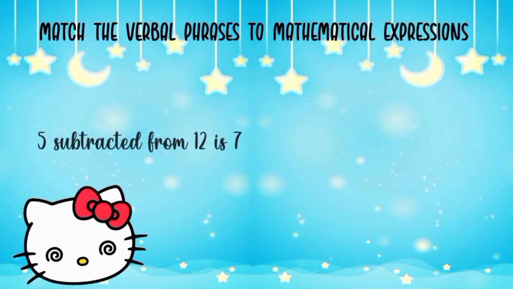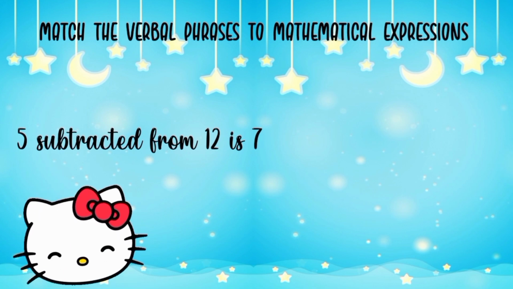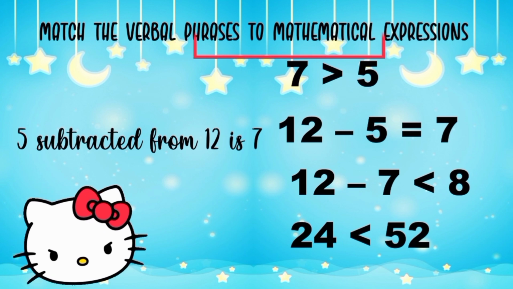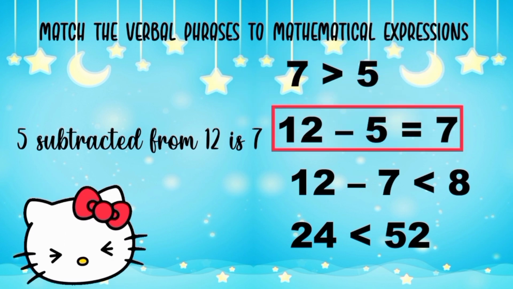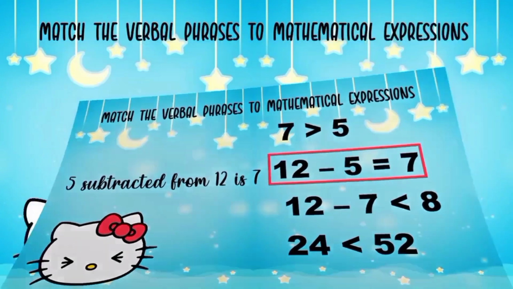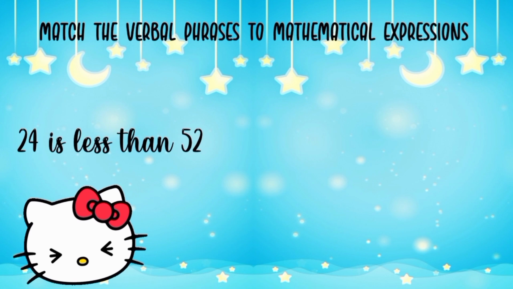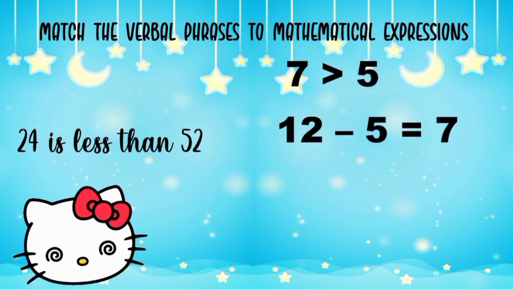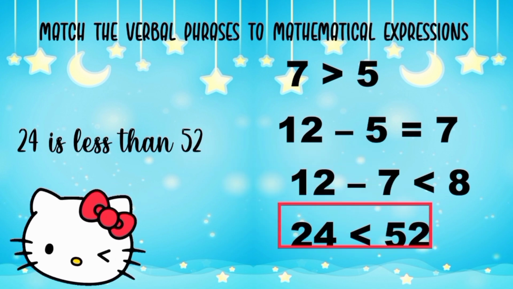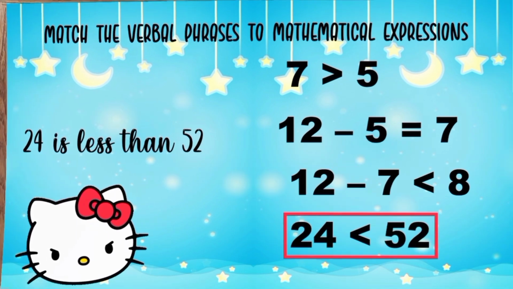Example number 9. 5 subtracted from 12 is 7. Now choose among the given expressions. Our answer is 12 minus 5 is equal to 7. Again, we have to change the position of 12 and 5 because of the word subtracted from. Now proceed to our last example. 24 is less than 52. Now choose among the given expressions. The answer is this expression. 24 is less than 52.